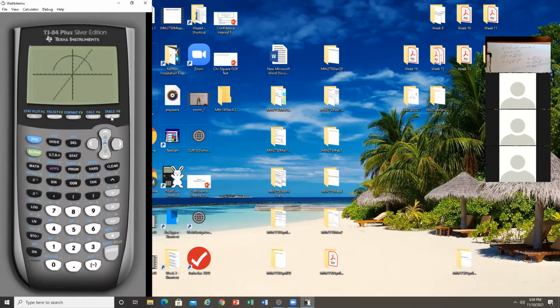We turn the bottom part of the circle off. Now we can maybe find this point of intersection. Go to calculate, second trace, intersect.